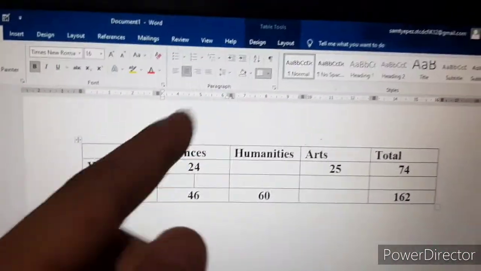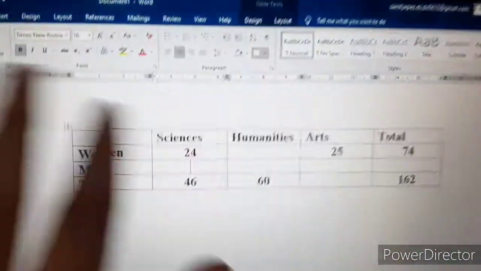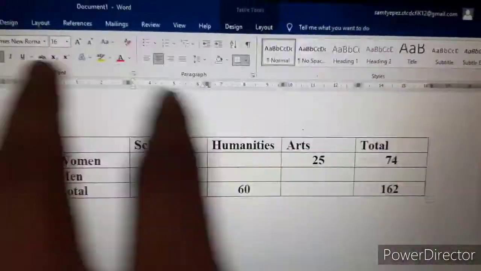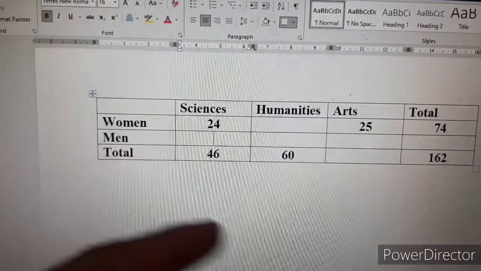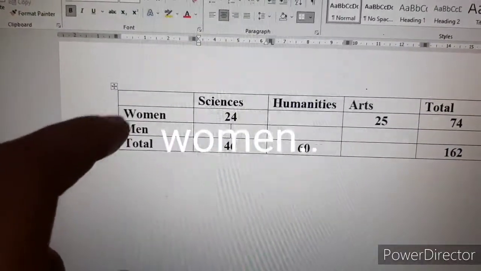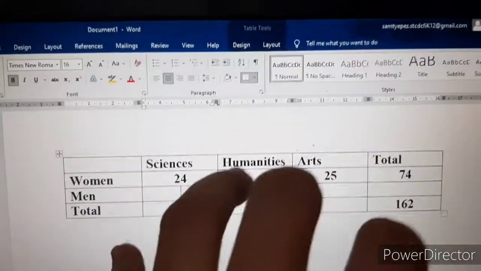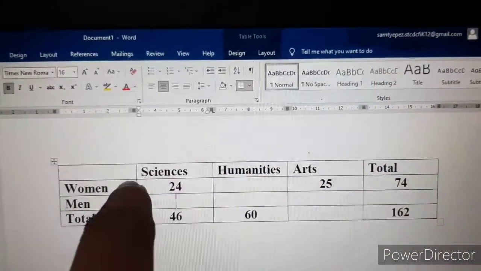Hey, so what we have here is a two-way table example. As this graph shows, there are two genders, women and men, and there are three subjects here as an example: science, humanities, and arts.